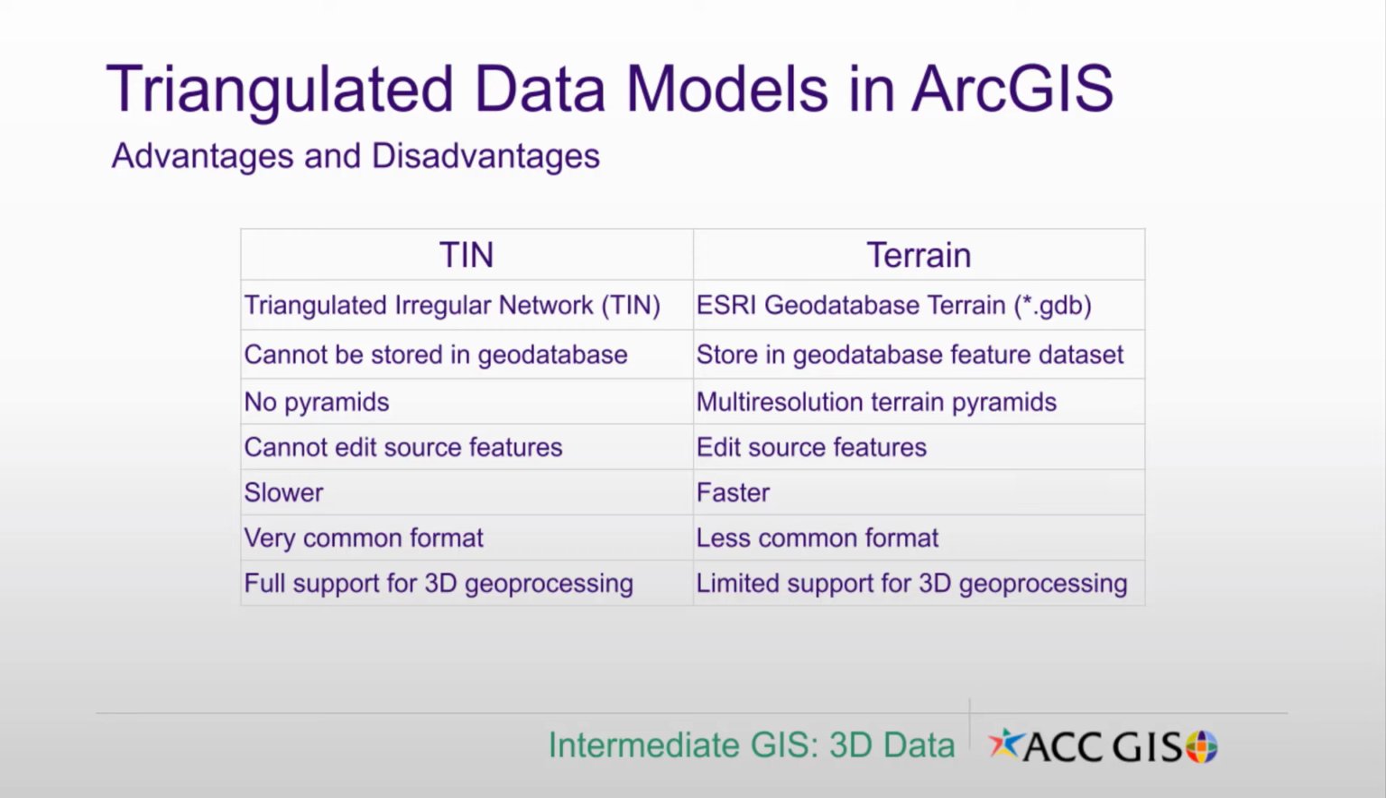A TIN is a very common format, not just used by GIS professionals, but used by surveyors and civil engineers. And so it's a very easy way to move data through an entire workflow that's moving from different platforms. A terrain is a much less common format. And matter of fact, some of the geodatabase tools in ArcGIS will only use a TIN and won't use a terrain. So a TIN is really good for full support for 3D geoprocessing. A terrain sometimes has limited support for 3D geoprocessing.